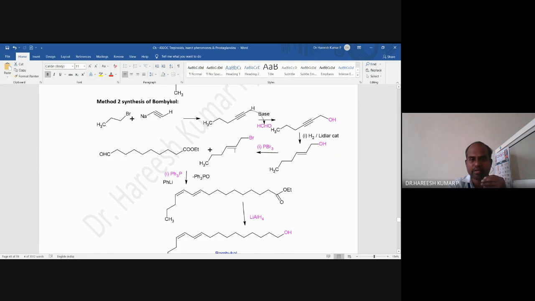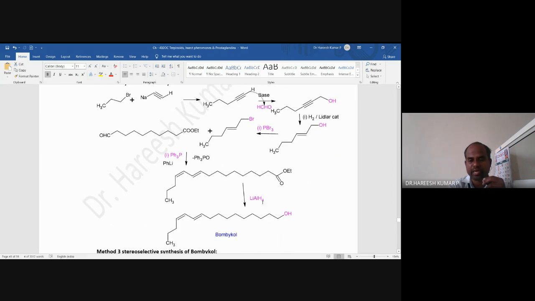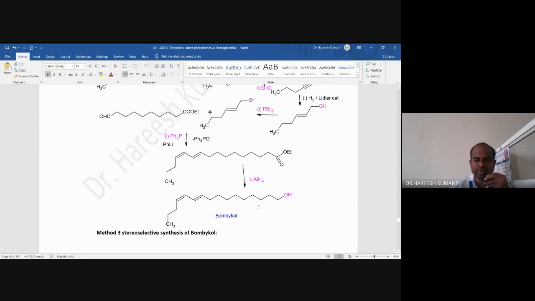Now at this moment, it is treated with triphenyl phosphine. This triphenyl phosphine will convert this bromide into the phosphonium halide. Once the halide is formed, this halide reacts with the aldehyde in the presence of a base called phenyl lithium. Here the role of phenyl lithium is only the base. Then what is the leaving group? The leaving group will be triphenyl phosphine oxide. The Ph3P takes this oxygen and goes out. So that is how the compound is obtained. More particularly, an ester is obtained, and this ester is converted into alcohol by reduction with lithium aluminum hydride. So this is the second method of preparation of Bombykol.